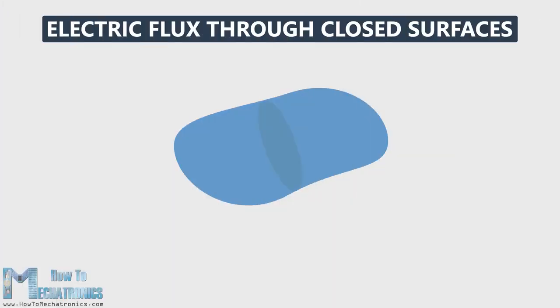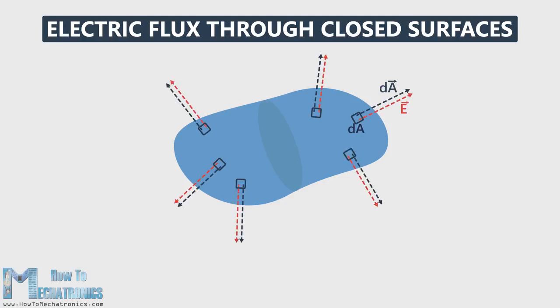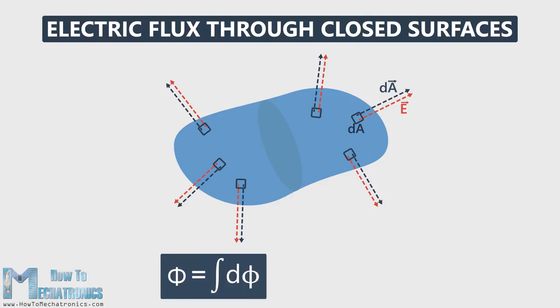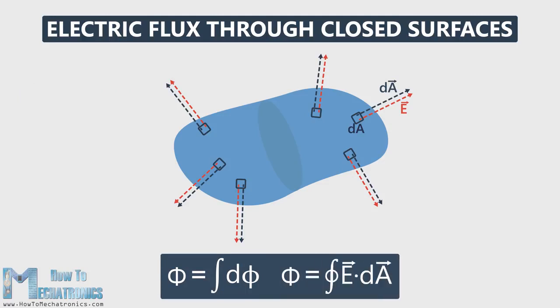Now let's take a look at a surface that is completely closed. How do we define flux? Here we can put some normals, dAs, in different directions. By convention, the normal to the closed surface always points from the inside to the outside. Now we can calculate the total flux going through this closed surface. The total flux is equal to the integral of dΦ over the entire surface, which we write as the integral over the closed surface of E dot dA.